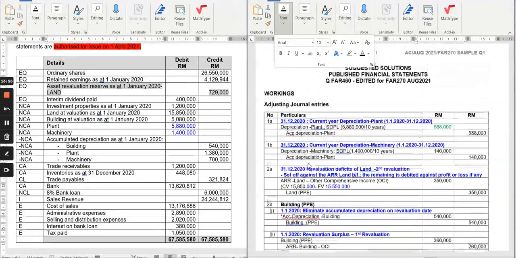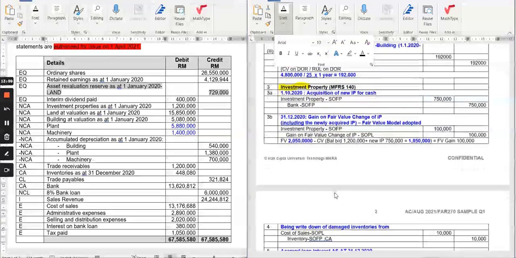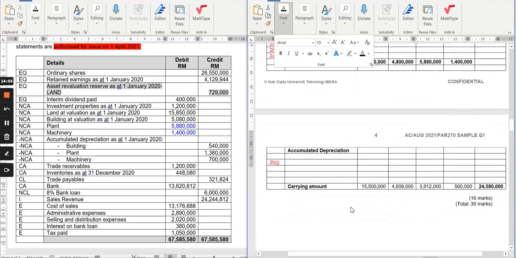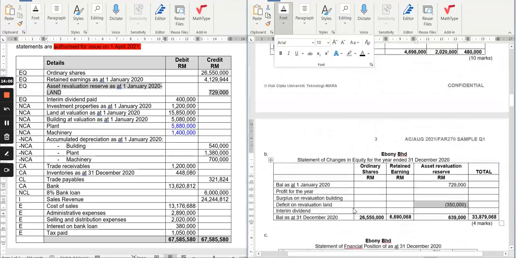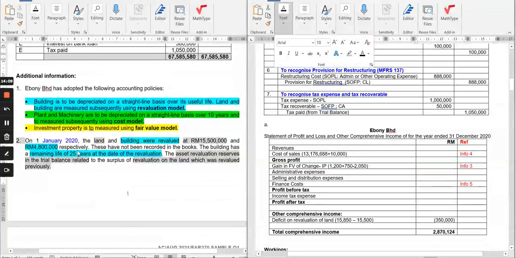Now let's look at the building. And for land just now, sorry, you also need to do that in your PPE notes, but I will leave it for later. Let's just go and do our building. So building, it was being revalued for the first time, and these have not been recorded. So we need to go and record.